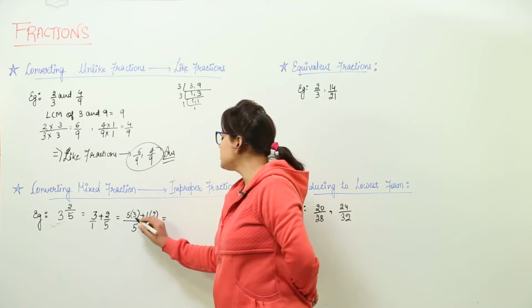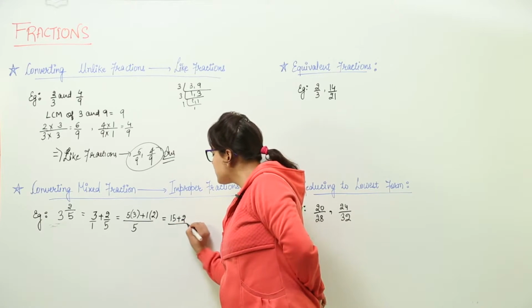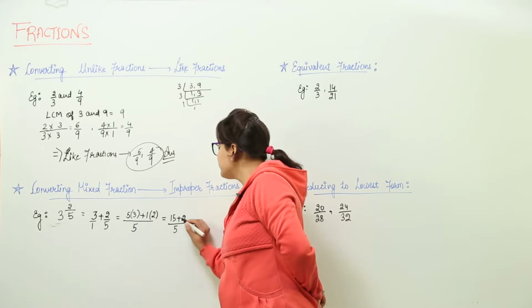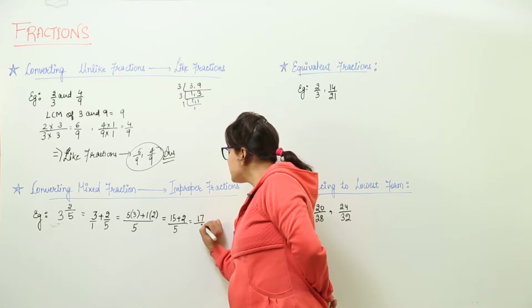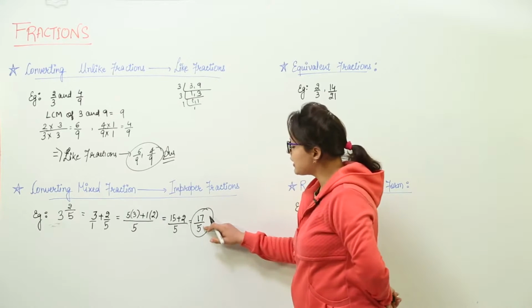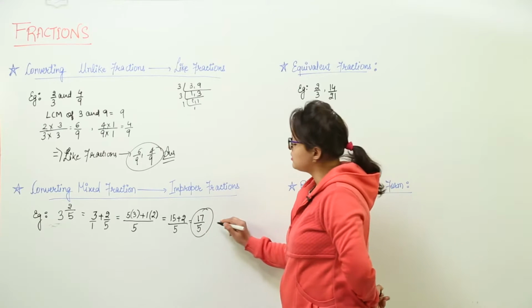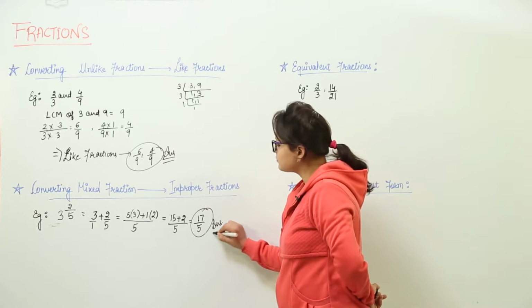So what do we get? 5 threes are 15 plus 1 two is 2, and whole upon 5. 15 plus 2, 17 upon 5. So this is the improper fraction. Why? Because here the numerator is greater than the denominator. So this is my answer, right?